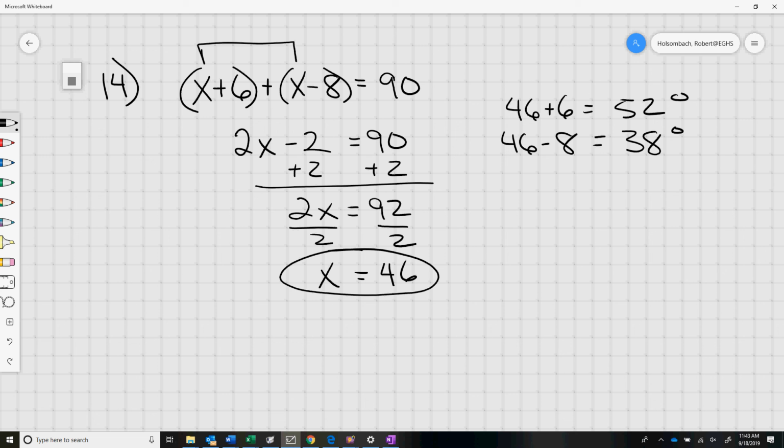Number 14 talks about judging by appearance, name an acute, obtuse, and a right angle. I'm going to let you figure that one out on your own. I'm sure you know what all of those look like by now.